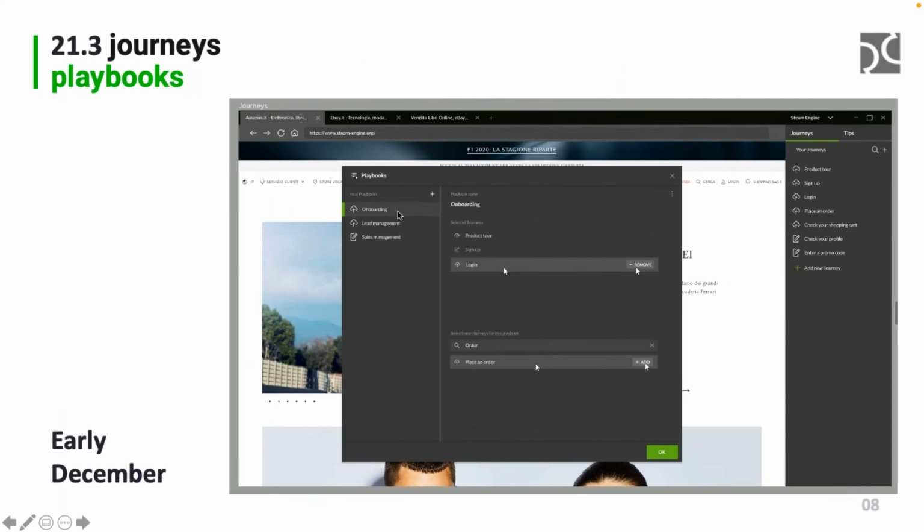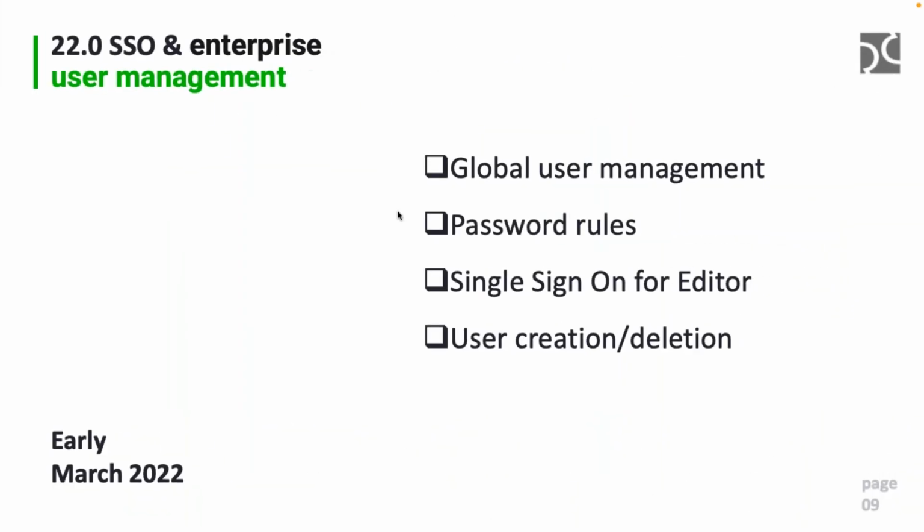So this was the playbook editor. Now 22.0, the release in early March 2022. There are more smaller enhancements and features, but there is just one thing that I want to mention today. As you know, many of you are coming from enterprise organizations.